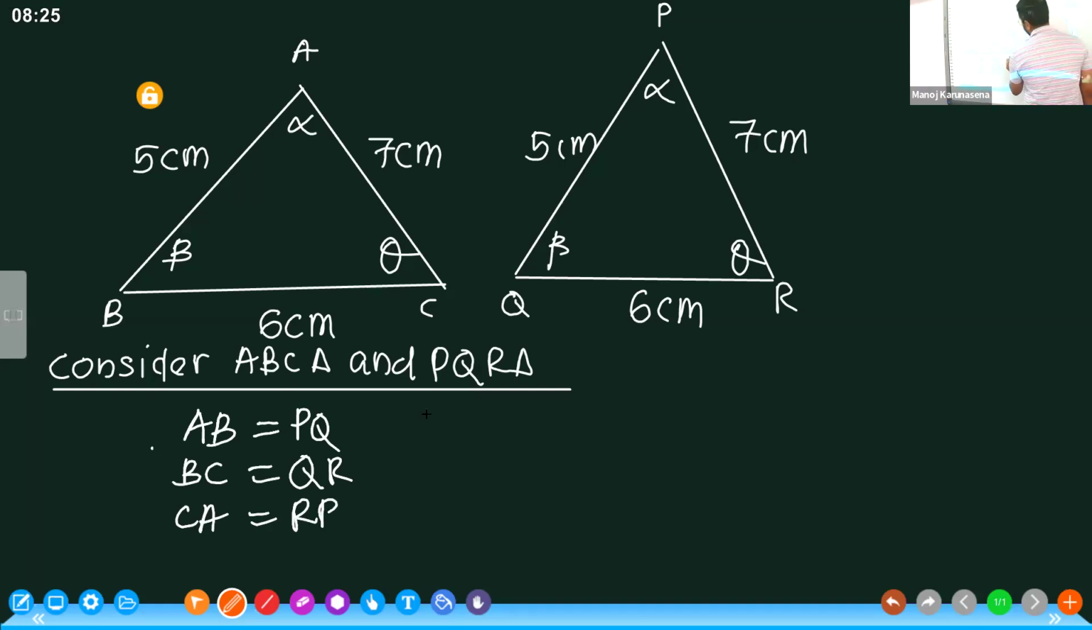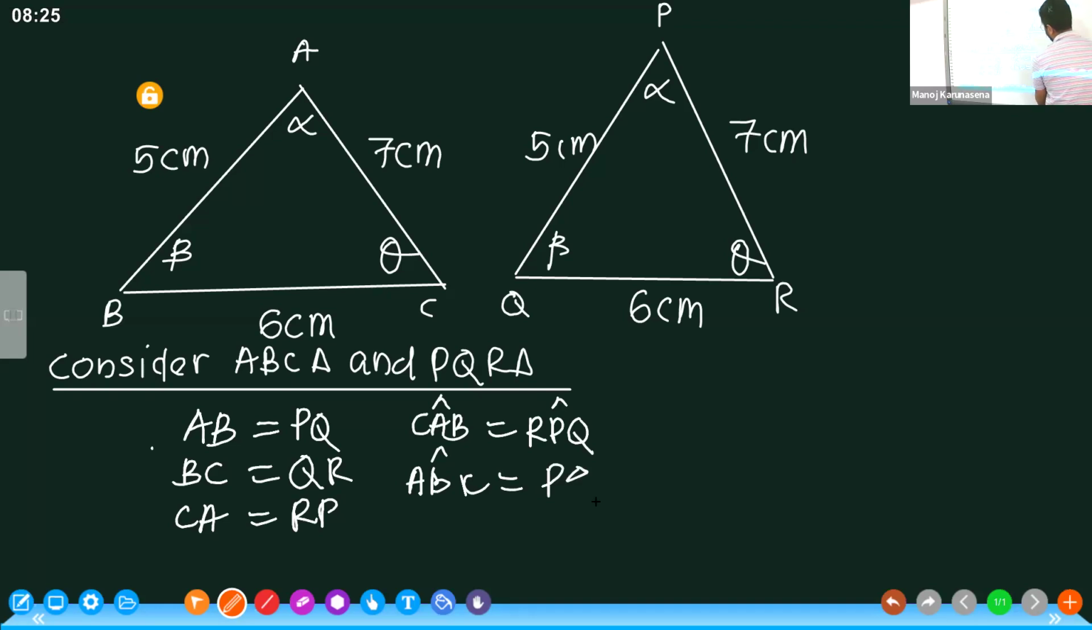There are more. Angle CAB equals angle RPQ. Angle ABC equals angle PQR. Angle BCA equals angle QRP. All the 6 elements of the triangle ABC equal all the 6 elements of the triangle PQR.